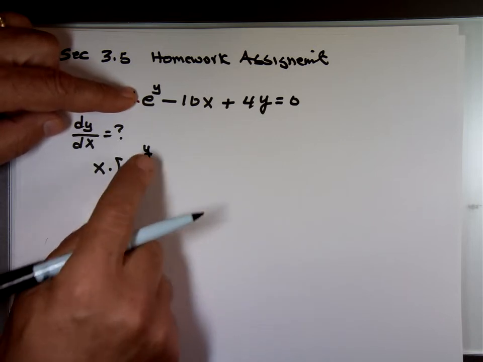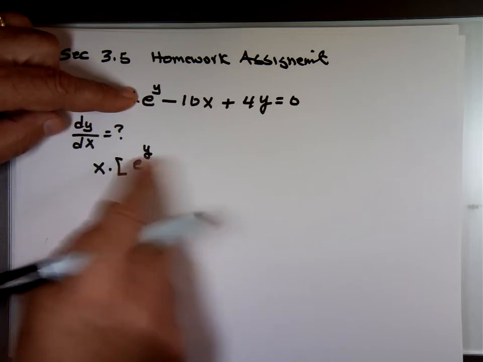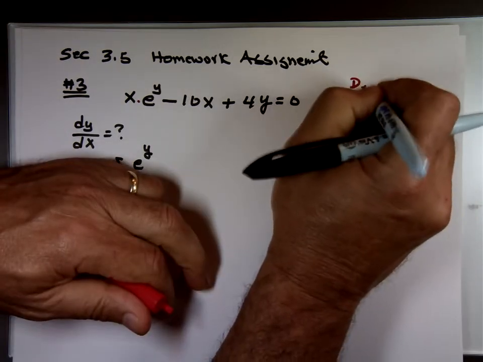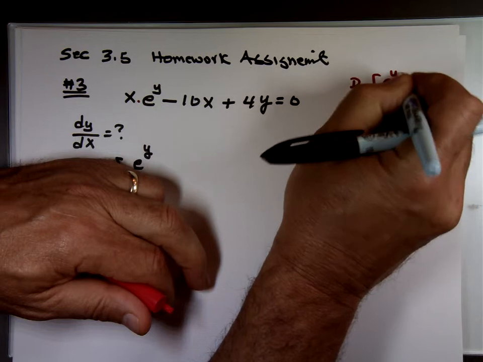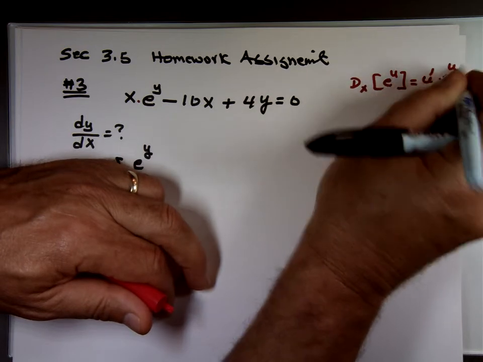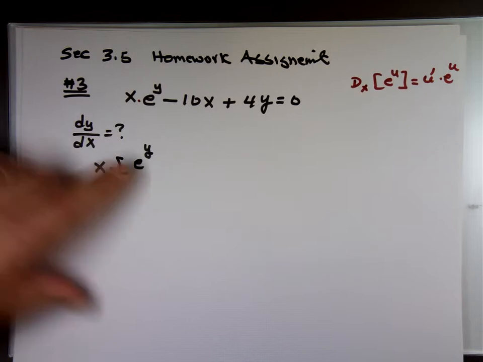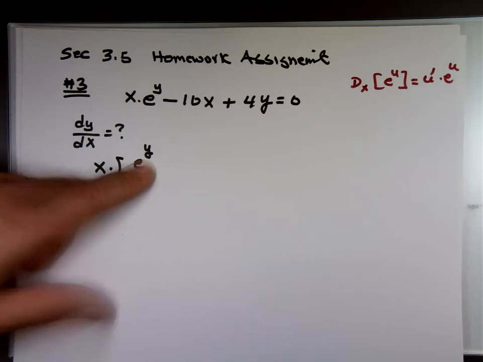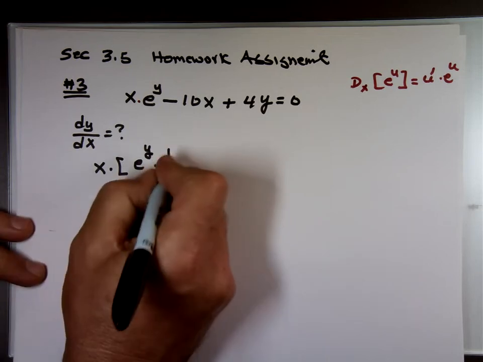Remember, the derivative of e to the u is what? e to the u times u prime. In case you forgot, it's u prime times e to the u. So what is the derivative of, that's u. y is u. What's the derivative of y? Times dy/dx.